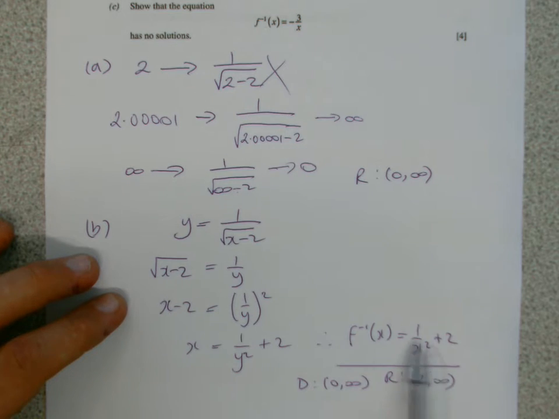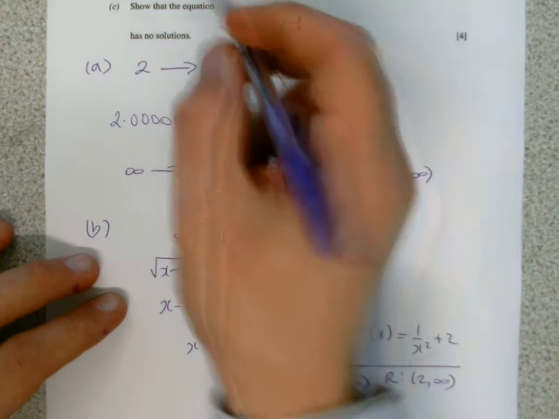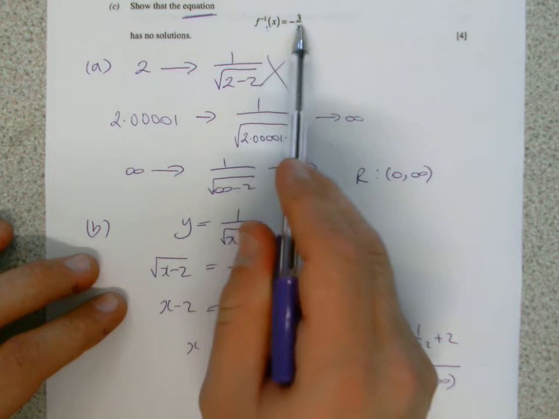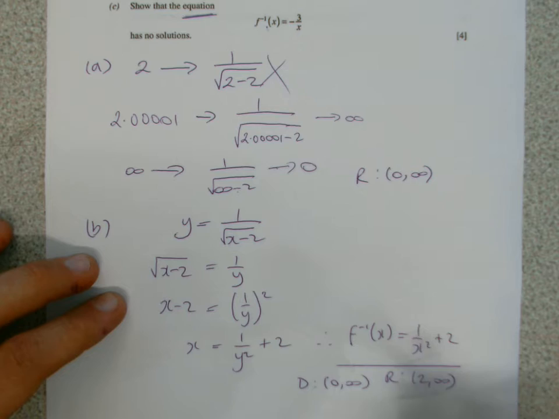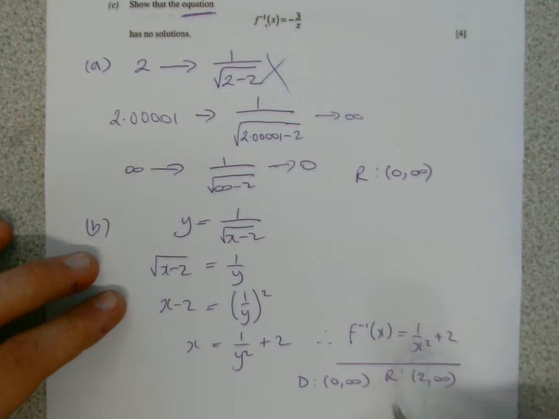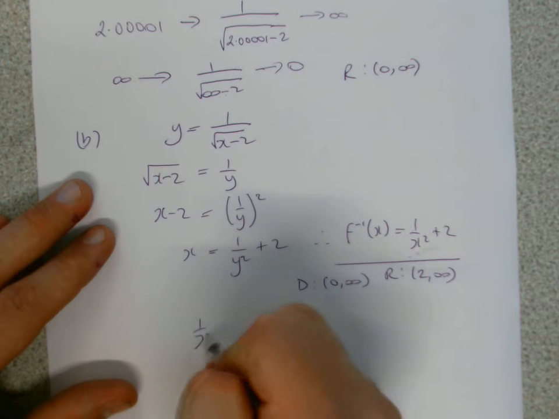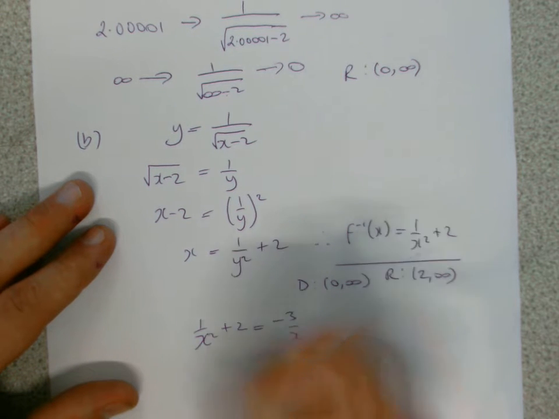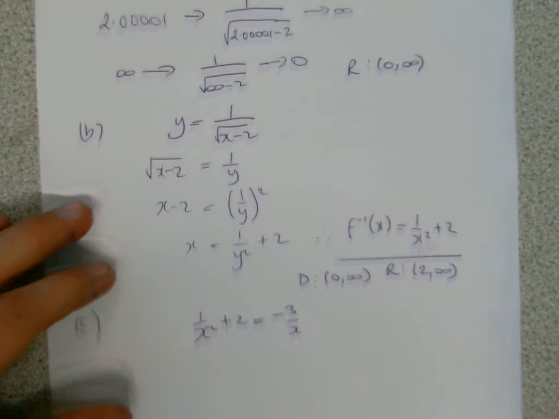That's our inverse function. But they're saying here we've got an equation, and they're saying that when the inverse function is equal to this, there are no solutions. So what we need to do is, instead of having that, write it as what it is: 1 over x squared plus 2, and put it equal to minus 3 over x. That's what we need to do. We've got that there.